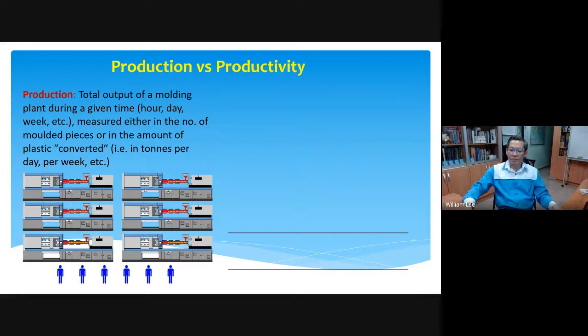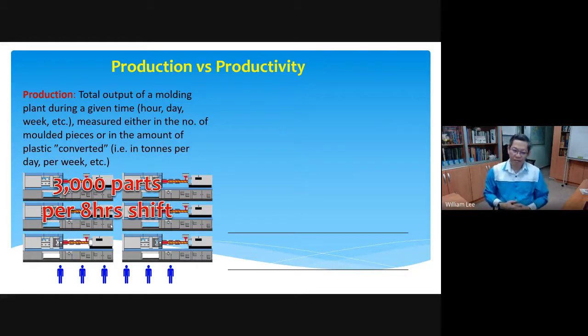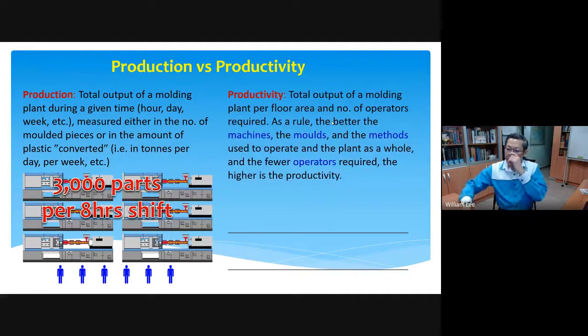So for example, from this plant here, you can produce 3,000 parts per 8-hour shift. Let's say one shift you run 8 hours. If you're running non-stop, 24 hours, meaning you just multiply by 3, so you get 9,000 parts per day, right? Per day is 24 hours. If you base it on one 8-hour shift, here you produce 3,000 parts. Okay. And what about productivity? Productivity is defined as the total output of a molding plant per floor area and the number of operators required.